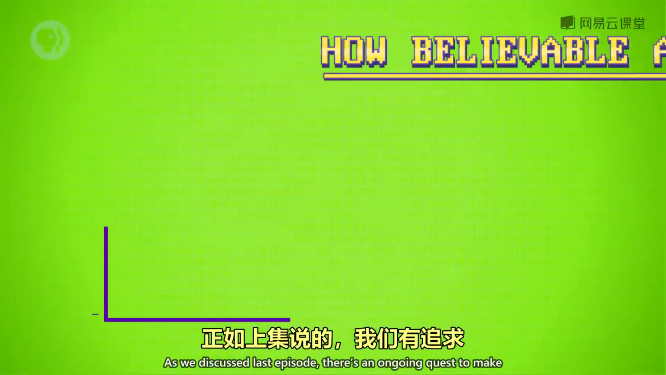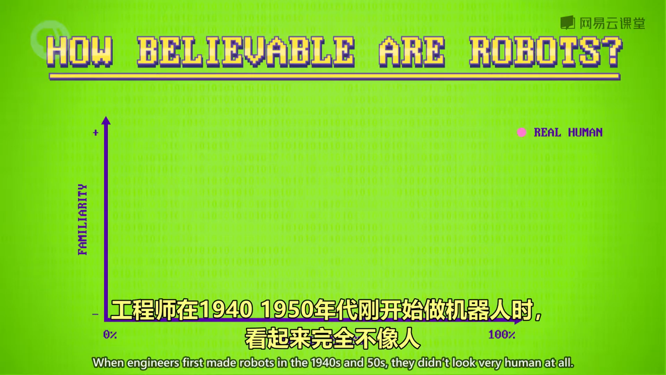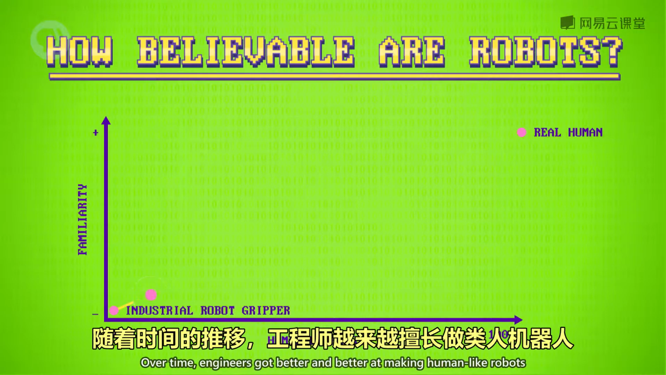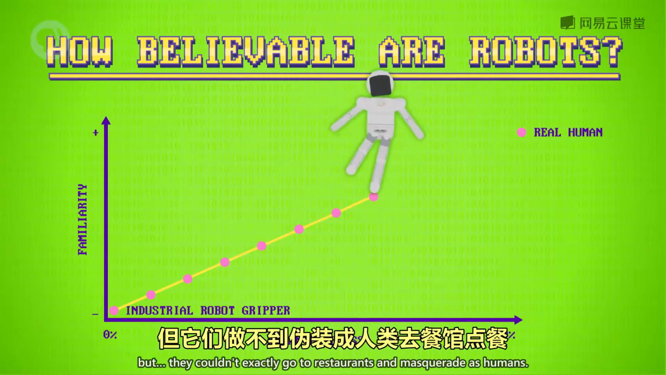As we discussed last episode, there's an ongoing quest to make robots as human-like in their appearance and interactions as possible. When engineers first made robots in the 1940s and 50s, they didn't look very human at all. They were almost exclusively industrial machines with no human likeness. Over time, engineers got better and better at making human-like robots. They gained heads and walked around on 2 legs, but they couldn't exactly go to restaurants and masquerade as humans.